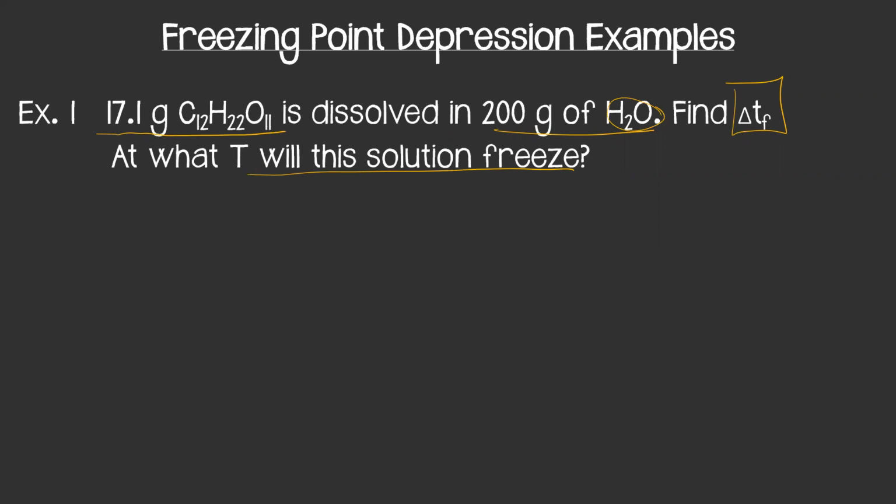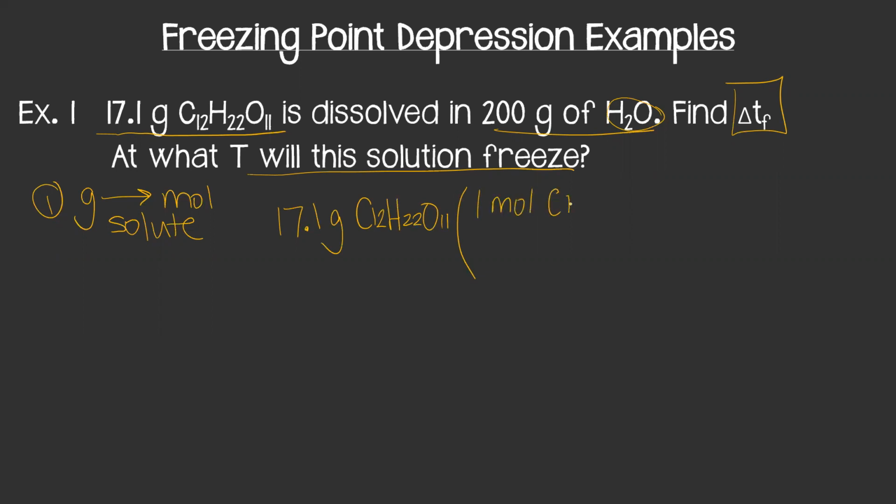So the first step is to convert grams to moles of the solute, which is the sugar. So this is just a unit conversion. So I'm going to take 17.1 grams of sugar. I'm going to moles. So 1 mole is going to be on the top. What will go on the bottom? It's going to be the molar mass of this compound.